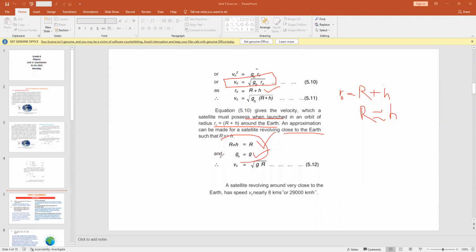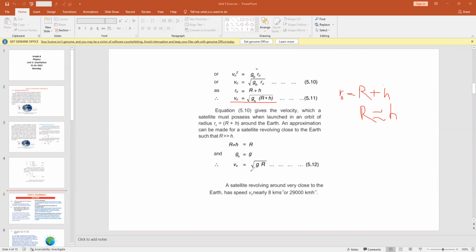So by putting these two values in equation 5.11, we will get V naught is equal to under root gR, right? This is equation 5.12, and this is basically the motion of artificial satellites. So if anyone asks you what is the mathematical form of motion of artificial satellite, you can say that V naught is equal to under root gR for the case when the satellite is revolving very close to the earth. But if the satellite is present at some height, the formula will be V naught is equal to under root g R squared upon R plus h, right?